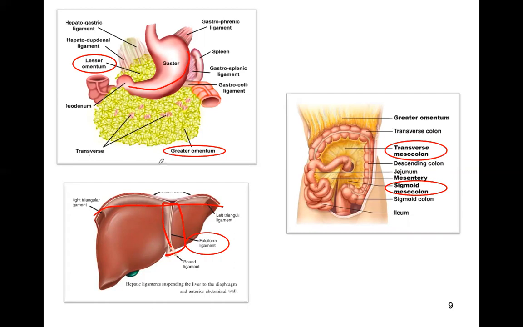Now, if I literally lift the greater omentum, underneath the greater omentum, I will see the folds of my intestines, which includes the large and small intestine. Now, these mesocolons, as you can see, you can have transverse mesocolon, which is suspending the transverse colon right here. Or you can have what we call sigmoid mesocolon, which is helping your body suspend the sigmoid colon to the abdominal wall. Again, you really need to secure these abdominal organs because nothing otherwise will keep them in place.